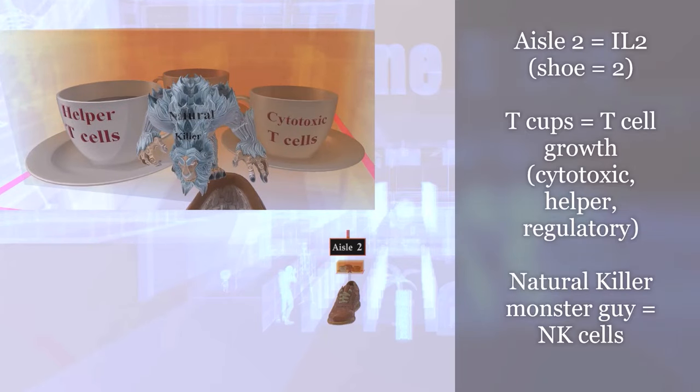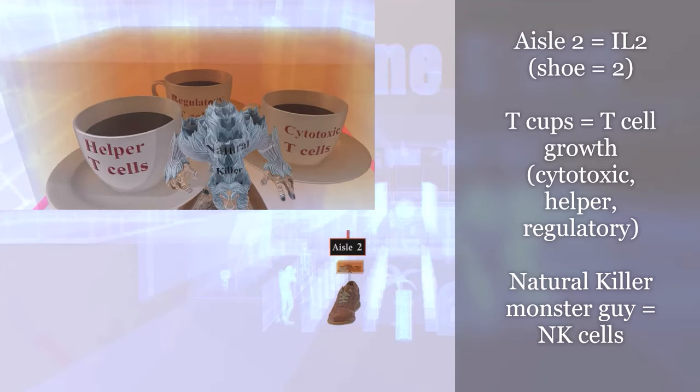In aisle 2, I found this shoe. Shoe for 2. And out of the shoe, there was some sort of force field coming out. And teacups were being created. All different sorts of teacups. So this shoe over here reminds us of 2. This is how I remembered we were talking about aisle 2. And the various teacups reminded me that cytokine 2 stimulates growth of T lymphocytes.